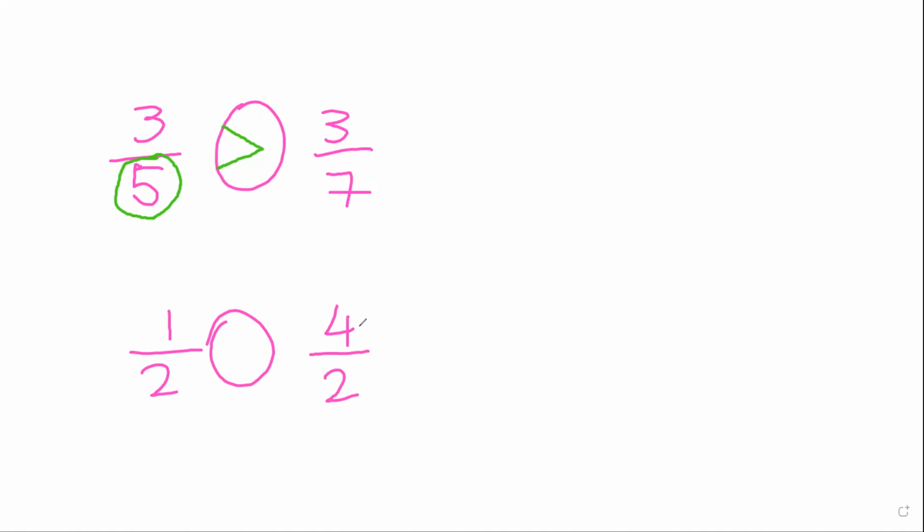Now here, 1 over 2 and 4 over 2. We have the same denominator, so you have to check the numerator. 1 and 4, which is greater? 4. So 4 over 2 is greater than a half.